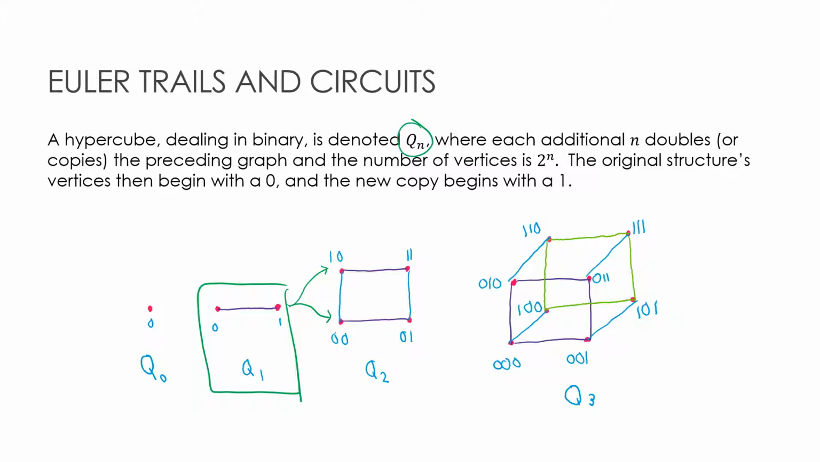To create Q3, I take this and stick a 0 in front of each of those values. That's here. Then I create a copy of that, which is this, put a 1 in front of each of those values, and then connect them. You can see that I could continue that pattern for Q4, Q5, etc.